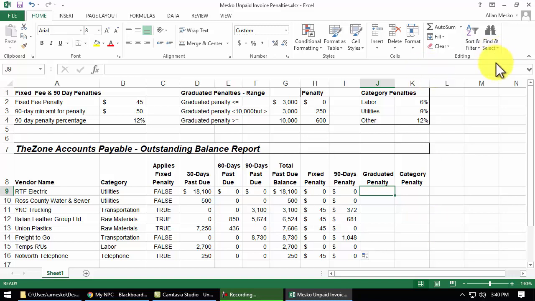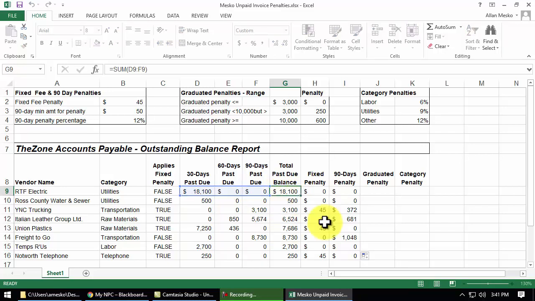All right, number 4, let's look at that. It says another penalty scheme being used by vendors is a graduated method based on the total past due balances. That's in column G. So this is a graduated method based on how much do you owe me? I don't care how long it's been. You owe me this total, all right? Total past due balance. That's summing everything that's 90 days, 30 days, and 60 days.